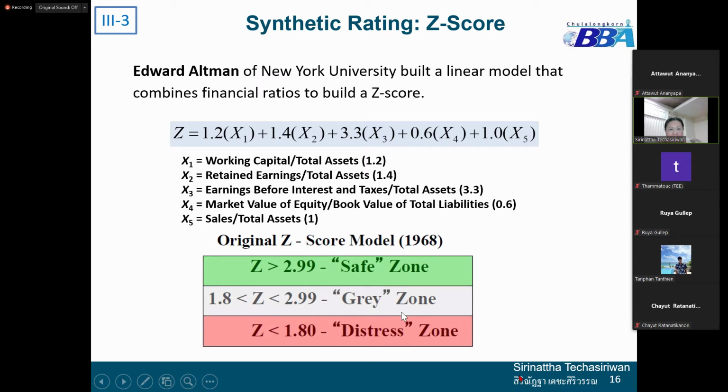and in between is the gray zone. If it's below 1.8, that is the threshold for a very high probability of default. But anyway, the score changed over time. I believe this professor has his own page and he publishes the score from time to time. You can map the score.